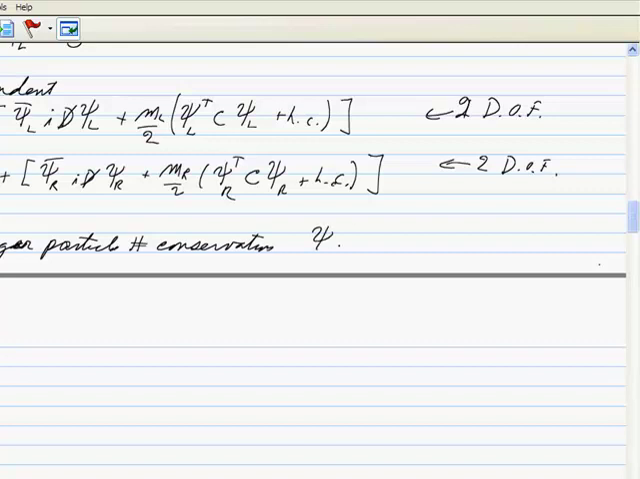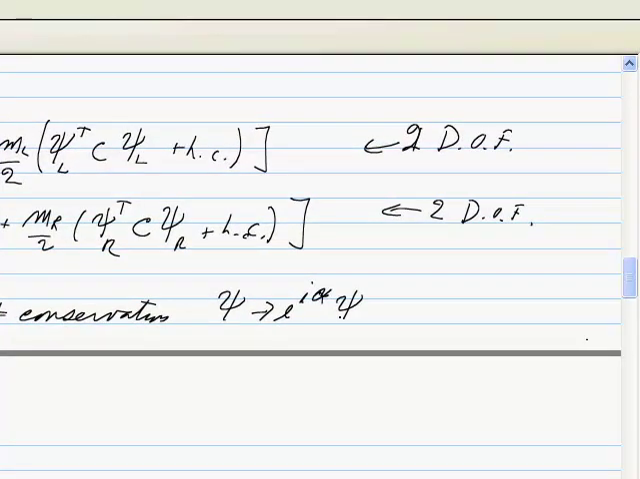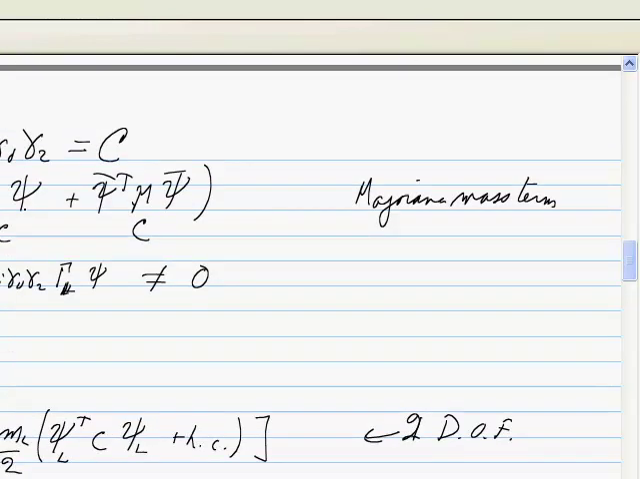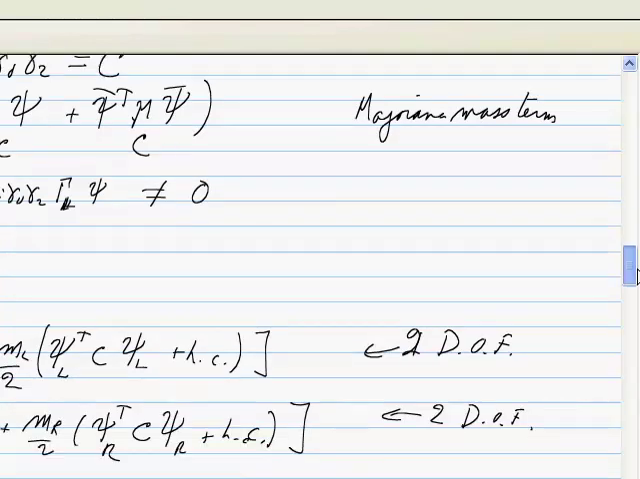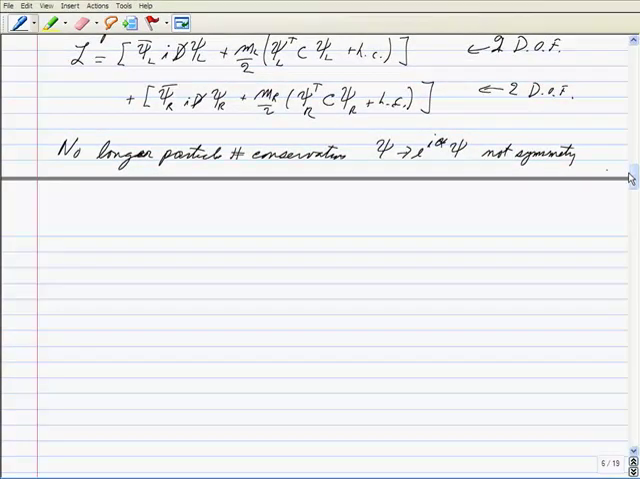Normally you say that the symmetry psi goes to e to the i alpha psi gives you a conserved current, and that gives you a conserved charge, which is particle number. Here, this is not a symmetry, because the mass term sitting up there transforms with a phase. It's not invariant. The kinetic energy piece is, but the mass is not. So this says that there's no conserved particle number.